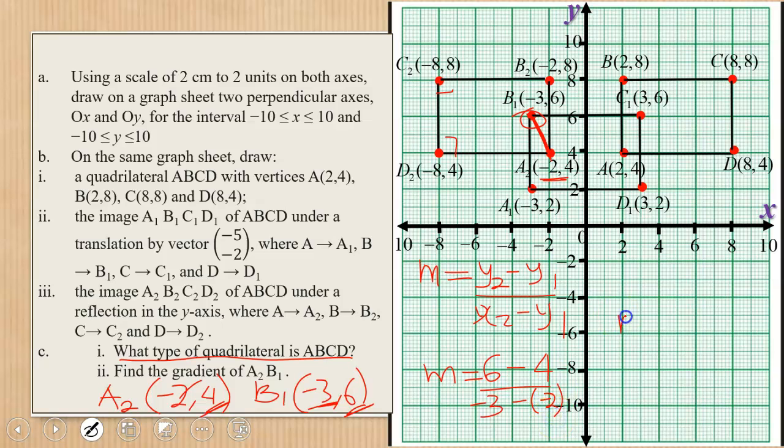And so when I simplify that, I'm going to have the numerator giving me 2. Denominator is going to be this minus here will make it plus. If you're going to have -3 plus 2, that will give us -1. So therefore, our gradient becomes -2. And so that answers the whole question number 6.